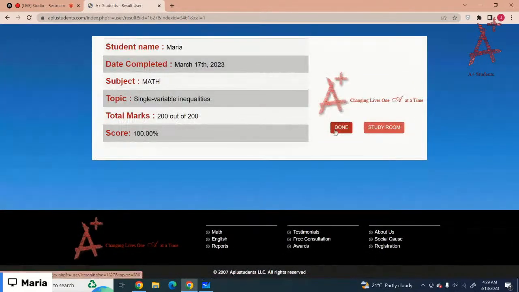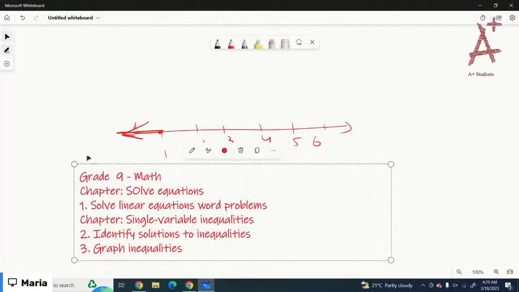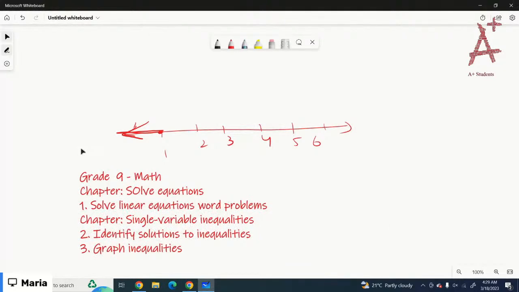So basically, we're working on grade 9 maths. The chapter we're working on is solve equations. The lessons we did today are solve linear equation word problems. Then we started the new chapter, it is single variable inequalities. And the lessons we have covered are identify solution to inequalities and graph inequalities.